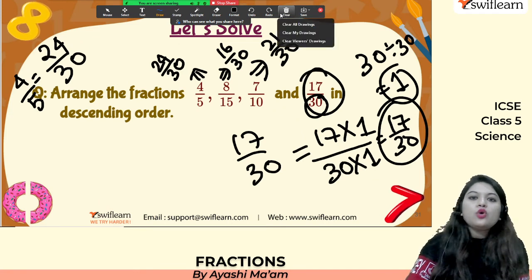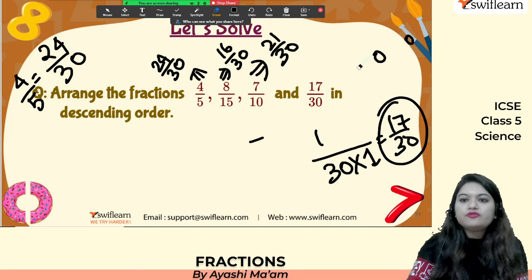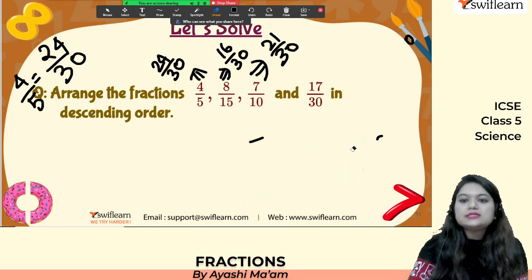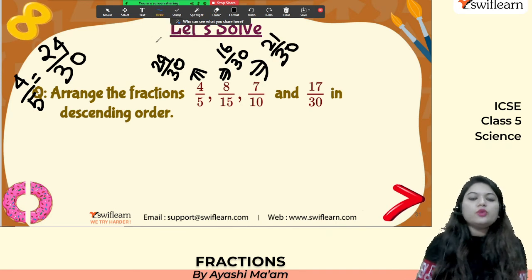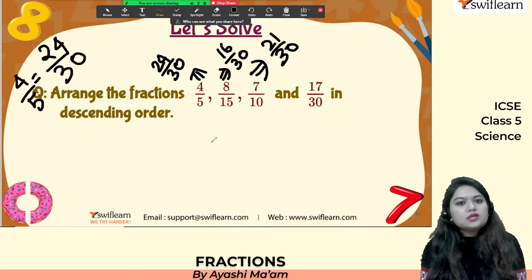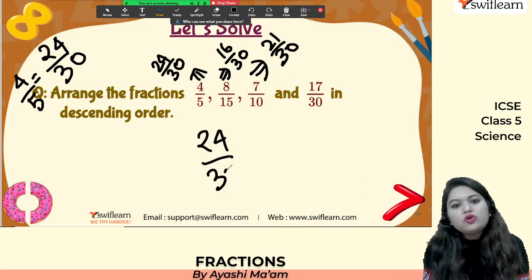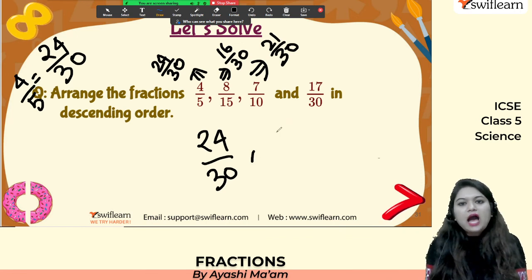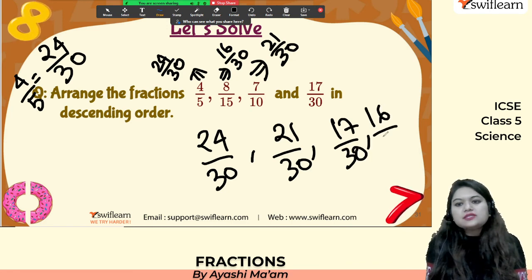Okay, now all the denominators are same and that is the reason why we can now arrange them in descending order. Okay. So in descending order, just look at the numerators now. Which one is the greatest one? So you can see that the greatest one is 24, right? So 24 by 30. And then we have 21 by 30. Then we have 17 by 30. And then we have 16 by 30.